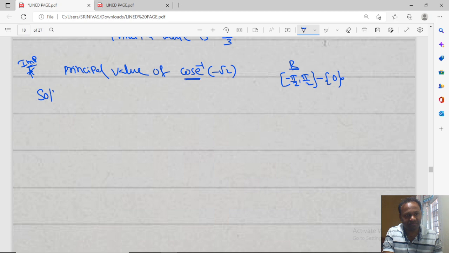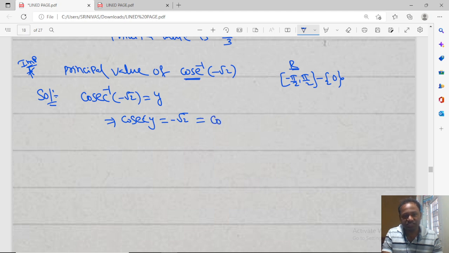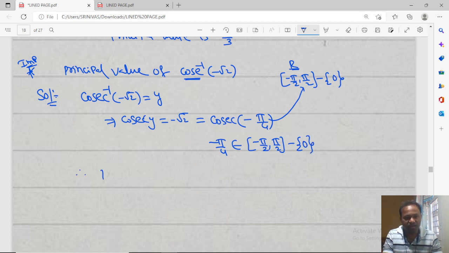Solution. Simple. Cosec inverse of minus root 2 is equal to y. That implies cosec y is equal to minus root 2. That is equal to cosec of minus pi by 4. You just need to remember all trigonometric values. Does it belong to this range? Yes, of course. Minus pi by 4 belongs to the closed interval minus pi by 2 comma pi by 2 minus the singleton set 0. Therefore, the principal value is minus pi by 4.